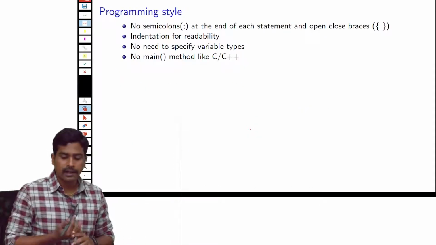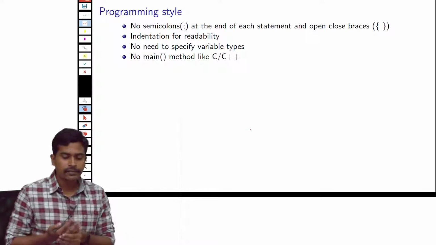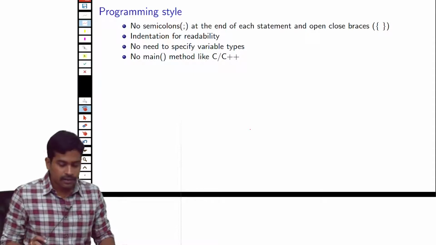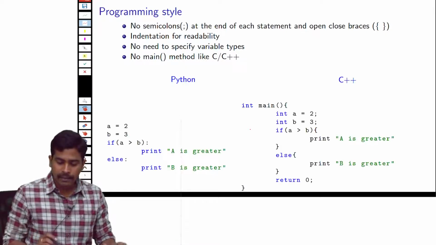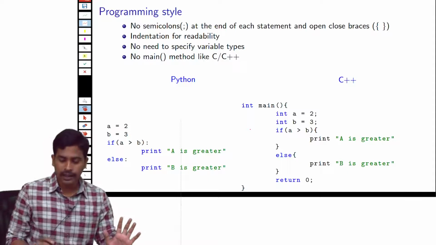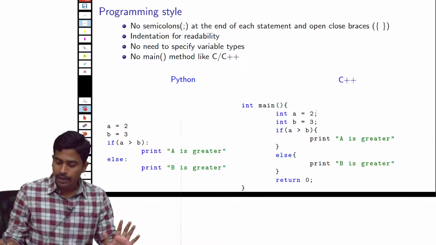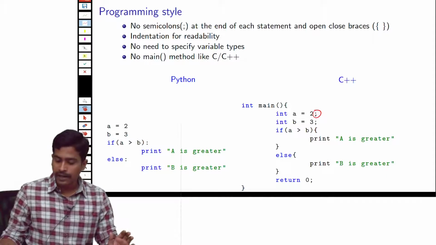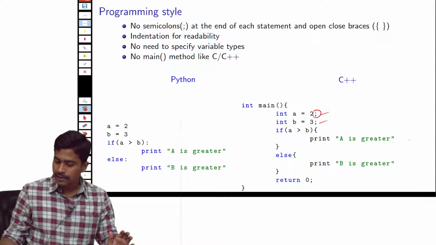Now let's go into how a Python program is written. What is the style and syntax that we use to write a Python program? When you see a Python program, the first difference that you encounter is the semicolons that you use in normal programming like C or C++, where you put a semicolon after the end of each statement.